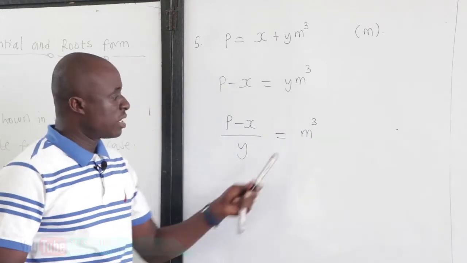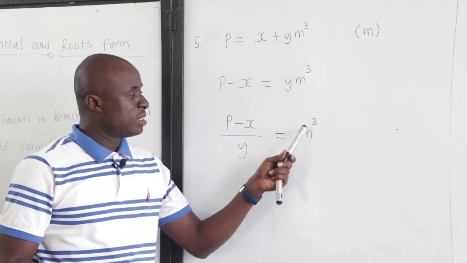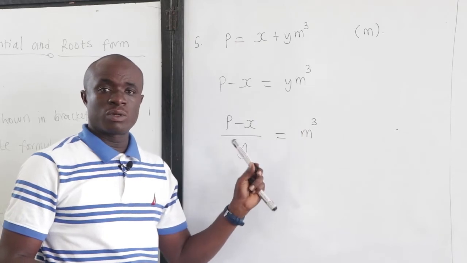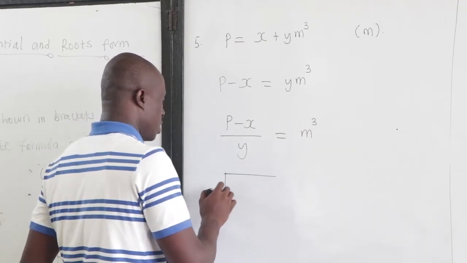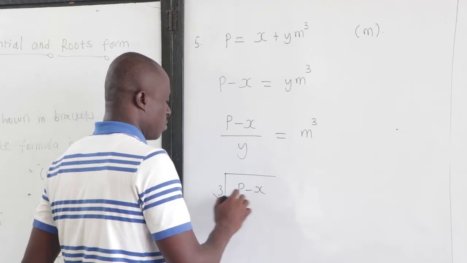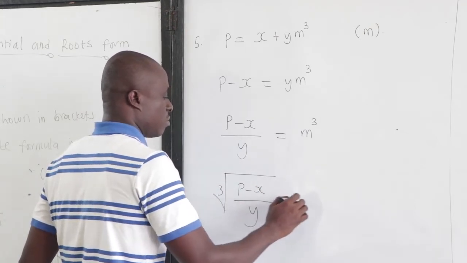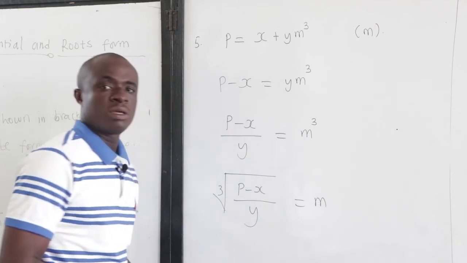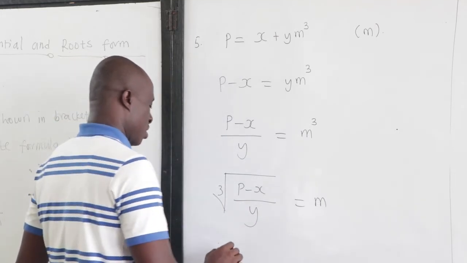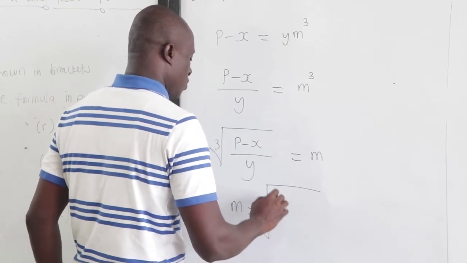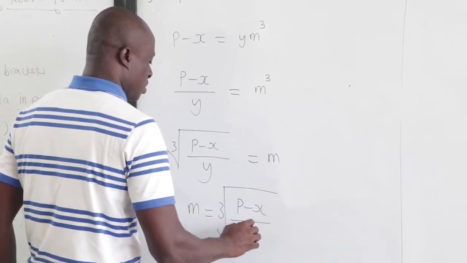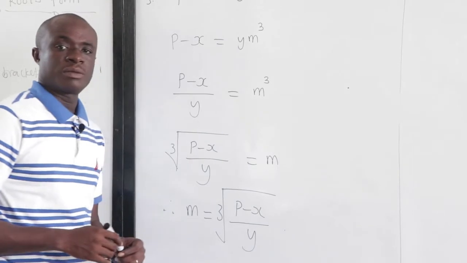Now, we want to make m the subject. So clearly, this cube will now change to become what? Cube root. We take the cube root of both sides, and that will be our m. So therefore m equals cube root of p minus x all over y.